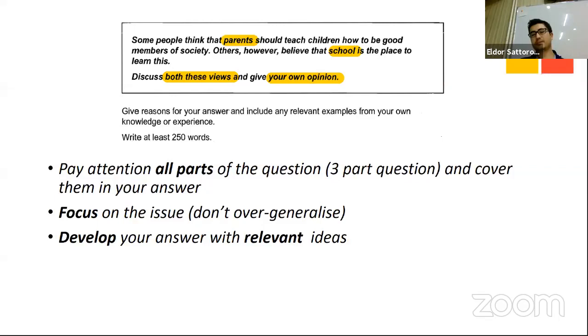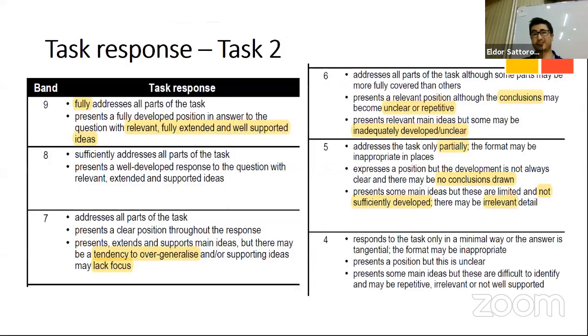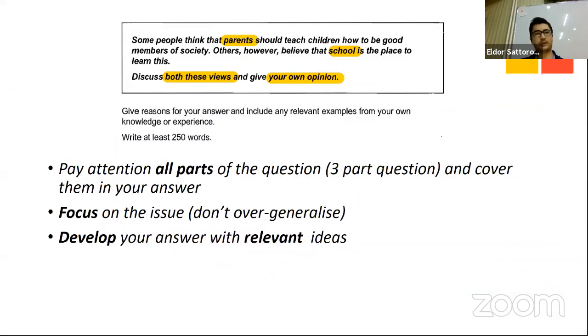And again, relevant ideas. We can talk about this over and over again, because most of the time students lack ideas, lack an opinion on the topic. All the arguments they give can sometimes be off topic or irrelevant, or fail to address the question, and obviously they lose marks because of this. Okay, I think this sums up task response and task achievement. Again, it's a big topic. We can talk about this for hours.